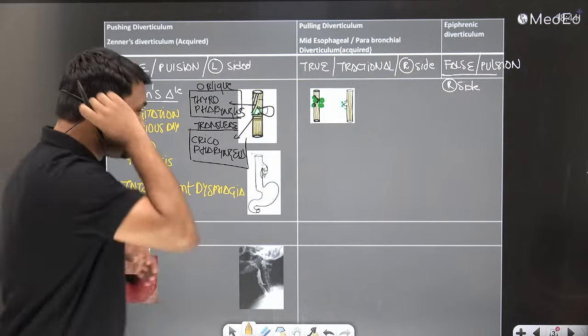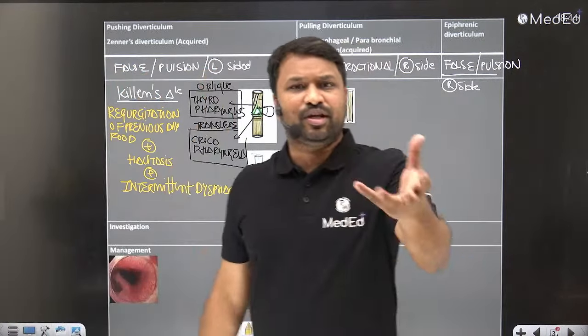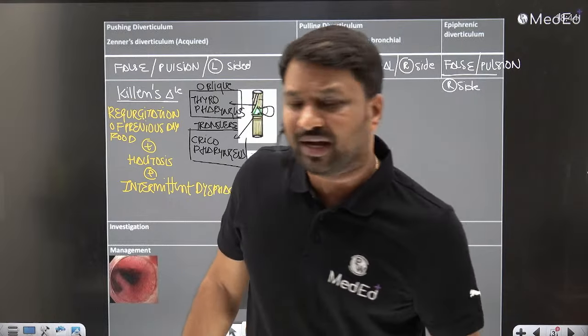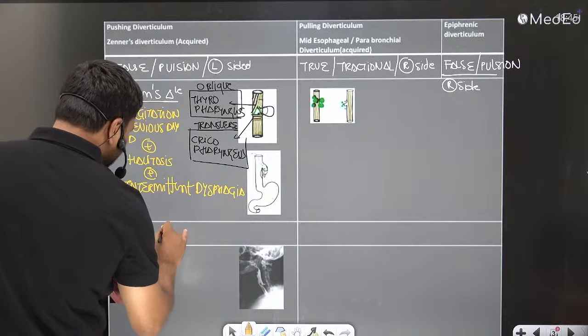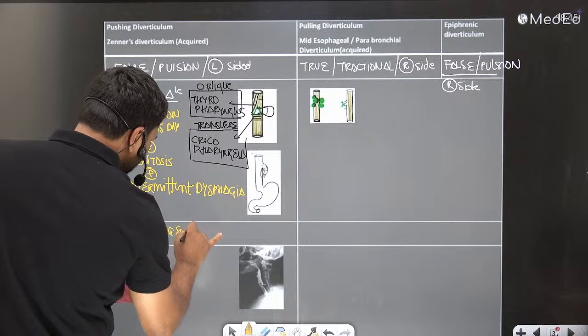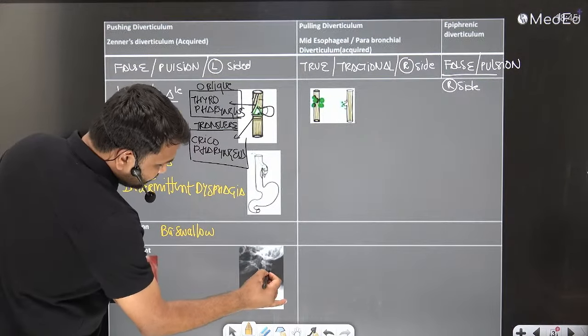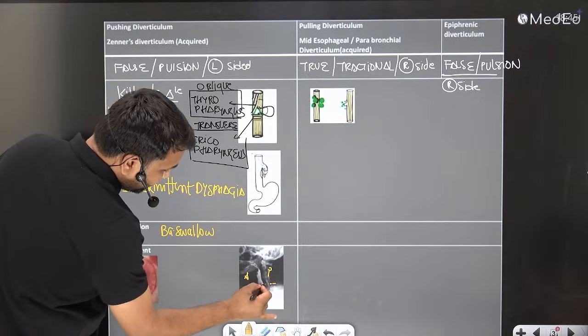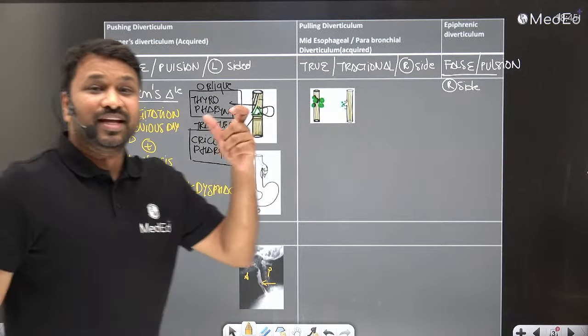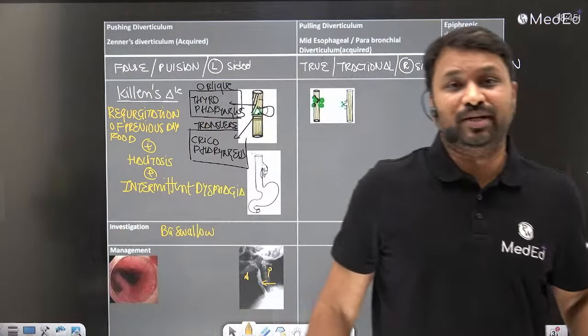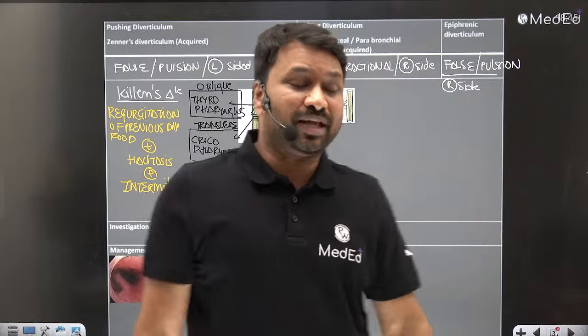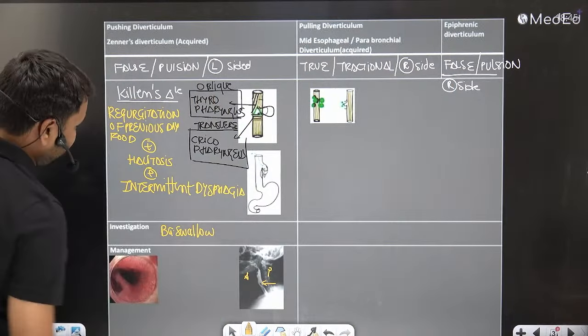Now, what is the investigation of choice for Zenker's diverticulum? It's an anatomical defect, so I would like to go ahead with barium swallow. On the barium swallow, you see a classical image. This is the posterior surface and this is the anterior surface. Your diverticulum is on the posterior surface. It's a posterior diverticulum, right? And that is an outpouching. You can see the barium which is filled up, and that is how you'll see the Zenker's diverticulum.